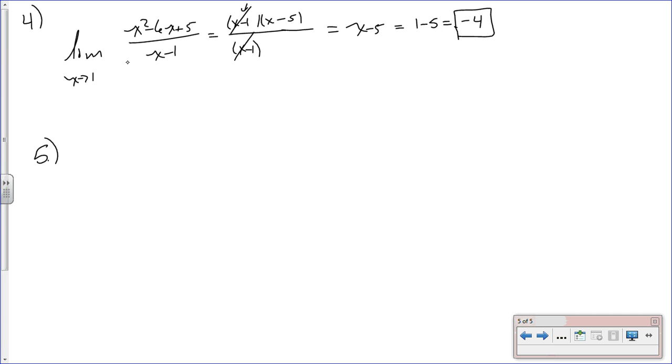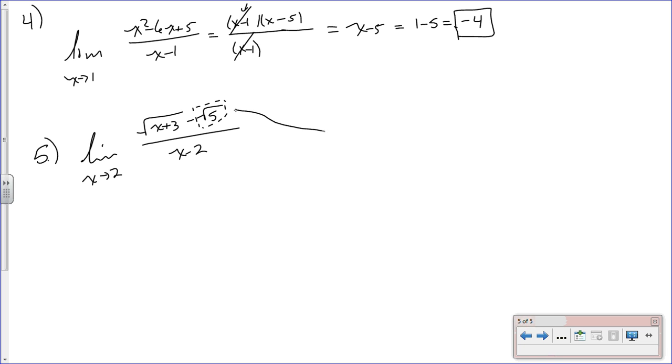Number 5. Let's find the limit as x approaches 2 of the square root of x plus 3 minus the square root of 5, over x minus 2. All right, well, if you remember that shortcut, you can take this factor and multiply it by 2 and put it under 1. If you remember that, 1 over 2 square root of 5. That actually is the correct answer, because you multiply by 2. And of course, you have to make this positive because it's negative here. It has to be positive down here.